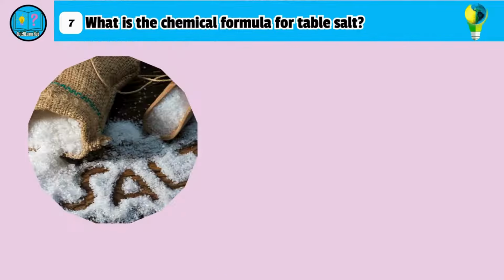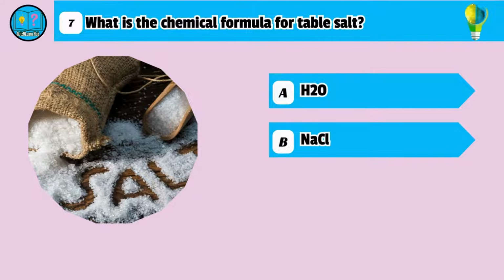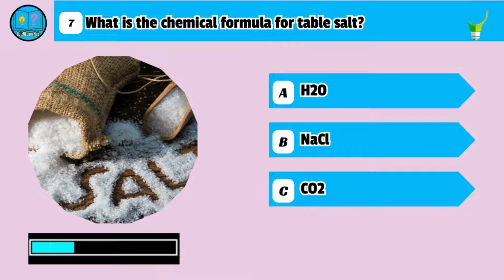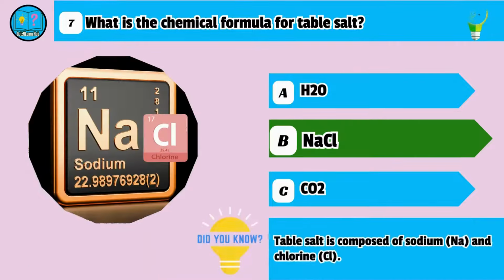7. What is the chemical formula for table salt? H2O, NaCl, CO2. NaCl. Table salt is composed of sodium, Na, and chlorine, Cl.